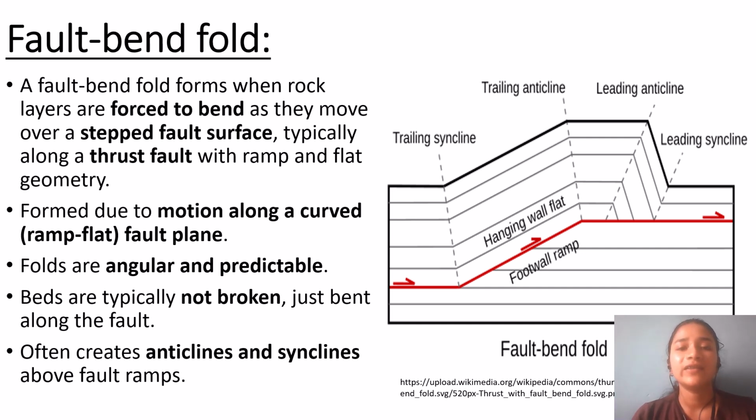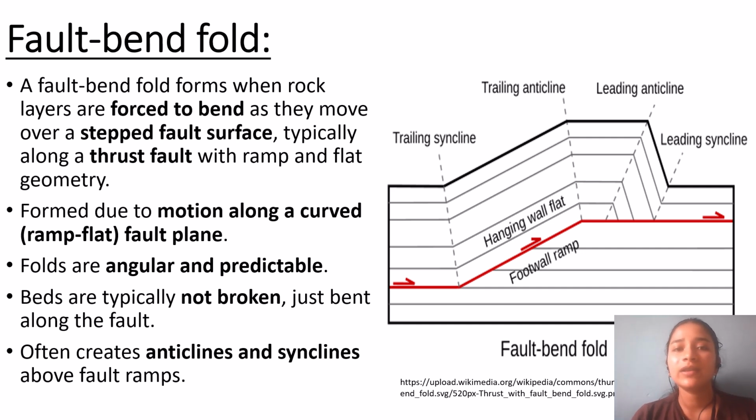The folding occurs due to motion along a fault plane, which typically has a ramp-flat geometry, meaning it alternates between inclined and horizontal segments. As the rock layers move over the surface, they get bent rather than broken. So, the beds remain continuous but they get folded. These folds are angular and predictable, and they commonly create anticlines, upward folds, and synclines, those are called downward folds, above the fault ramps.